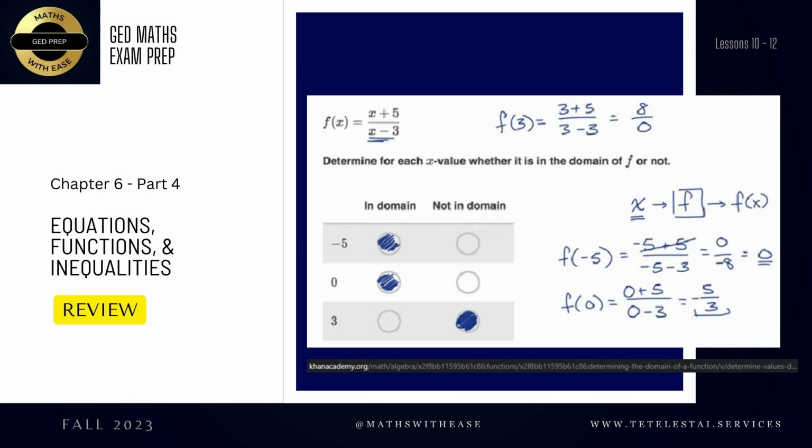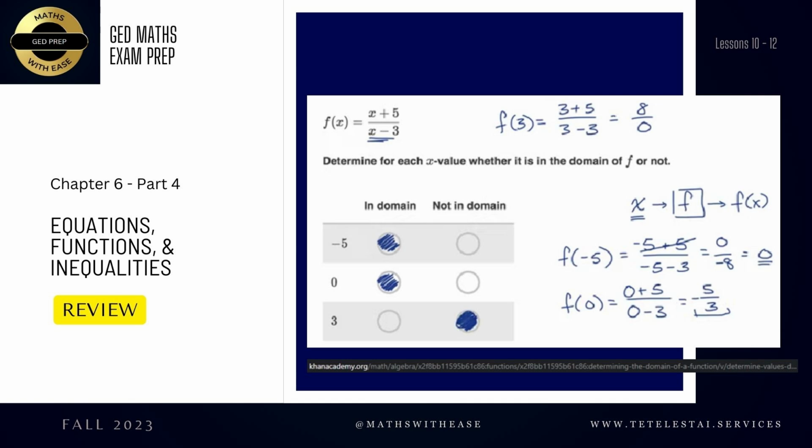So for this particular f of -5, the ordered pair would be -5, which is our x value, and the y value would be 0. For this function where we plugged in 0, our x would be 0, and our y value would be -5/3. For this particular function where we plugged in 3, our x value is 3, and our y value is 8/0, or undefined. We don't have a y value, and so we can't plot this portion.